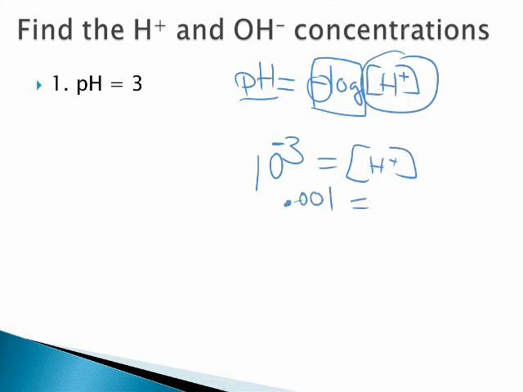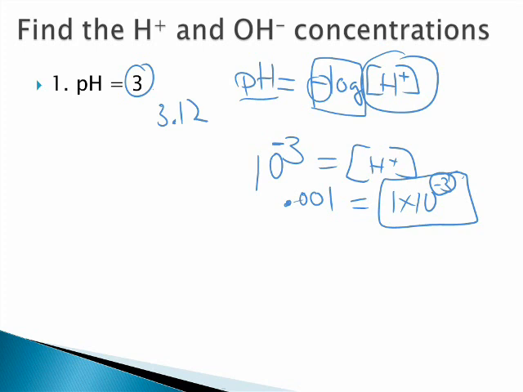0.001 is basically saying 1 times 10 to the minus 3, and that makes sense. That's the concentration of hydrogen ions if we have a pH of 3. Notice that's pretty easy, though. We can just go from 3 to 10 to the negative 3. If there's a decimal, though, like 3.12, we're going to have to change that around. We're going to actually have to put that into the calculator.